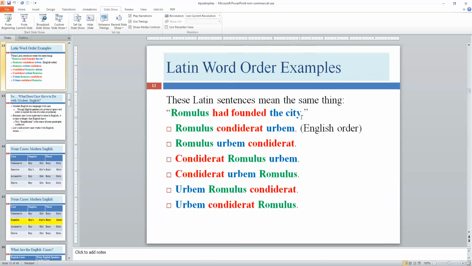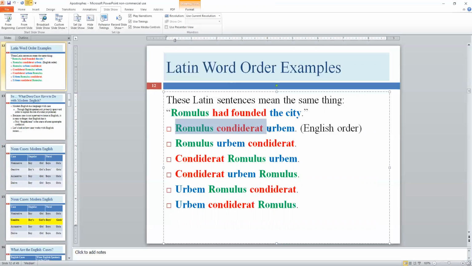This is an example. This is a sentence written in English: Romulus had founded the city. Of course, in this case, the city means Rome. Romulus is our subject. Had founded is our verb. And the direct object is the city. Here is the same sentence in Latin. We can see Romulus is in that first position. Condiderat is the verb. The verb has that perfect tense already included in the word.